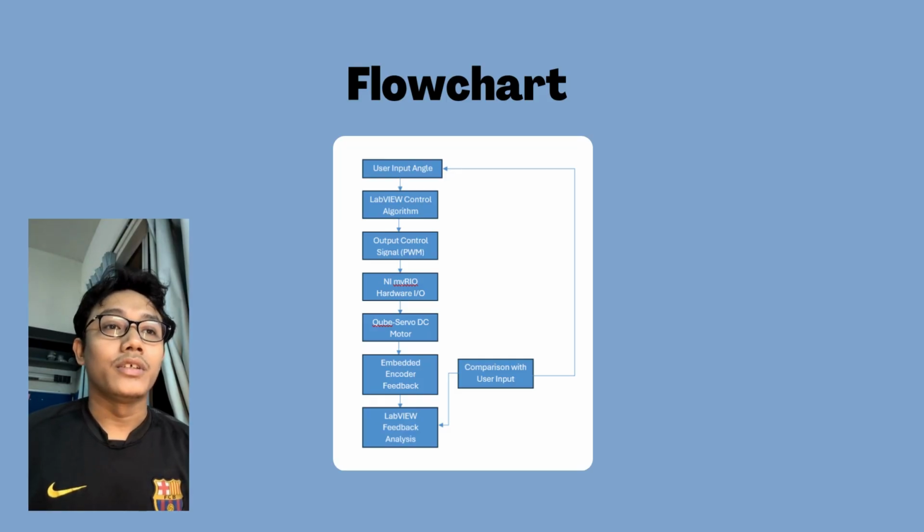An embedded encoder provides the feedback, which is compared with the user input. LabVIEW then analyzes the feedback, closing the loop for precise control. This process ensures the system adjusts dynamically to maintain the desired angle.